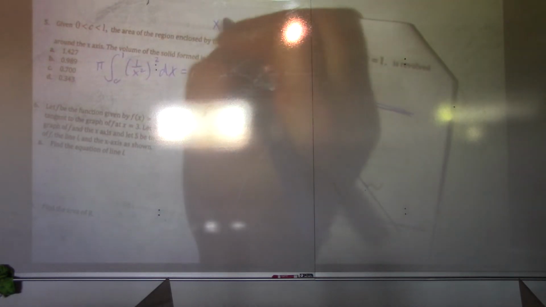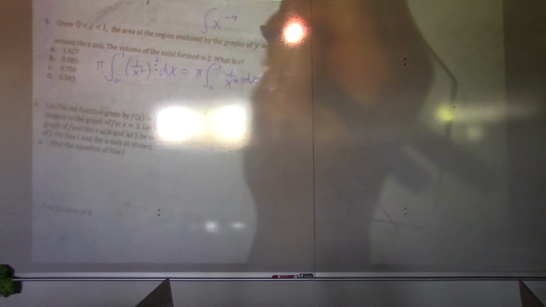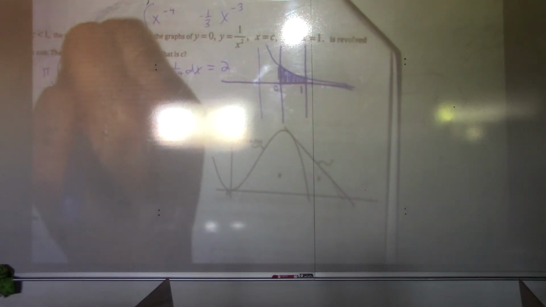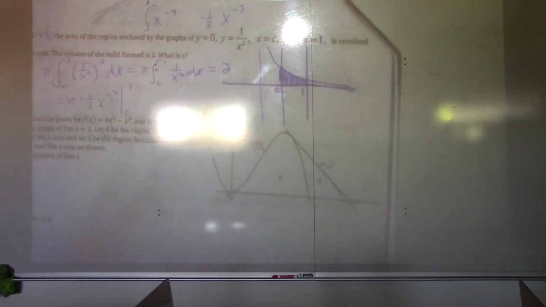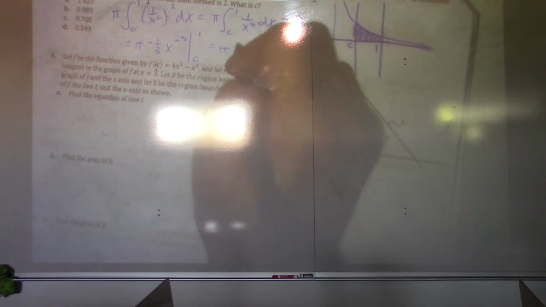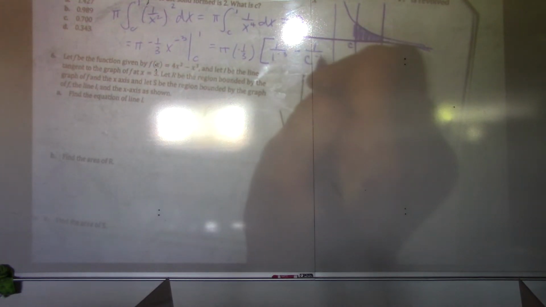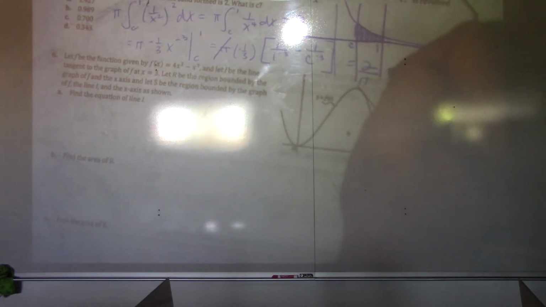This is just the same as x to the negative 4th. If I take the antiderivative, that would be x to the negative 3 with the negative 1/3 out front. So this is the same as pi times negative 1/3 x to the negative 3 from c to 1. So that's pi times negative 1/3 times 1 over 1 to the negative 3 minus 1 over c to the negative 3, equals 2. So I'm going to divide the pi over, and multiply by negative 3.